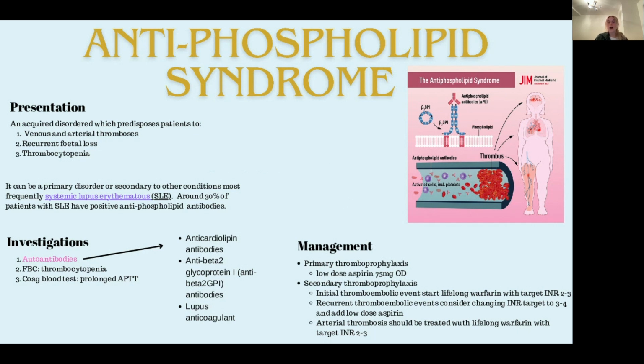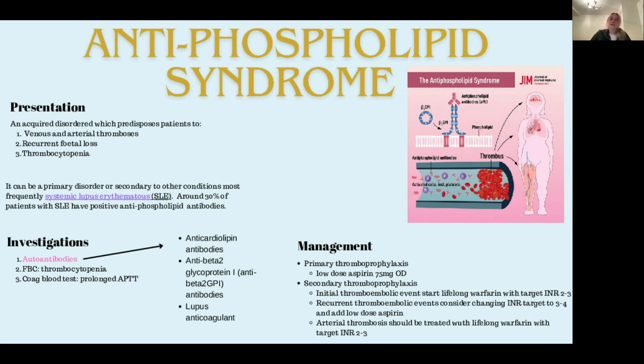So this is an acquired disorder which often predisposes patients to venous and arterial thrombosis. So they might have blood clots. It's common to have blood clots. They might have them in their legs, or DVT, or they might present with pulmonary embolus. They'll have recurrent fetal loss, so patients that have suffered lots of miscarriages, and then they'll also have thrombocytopenia.